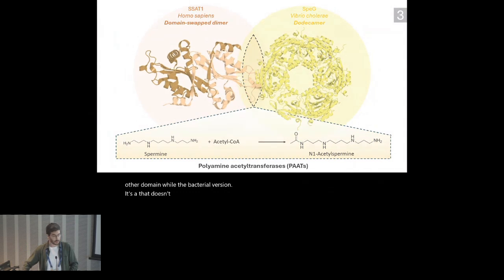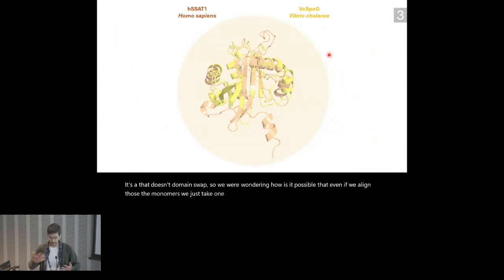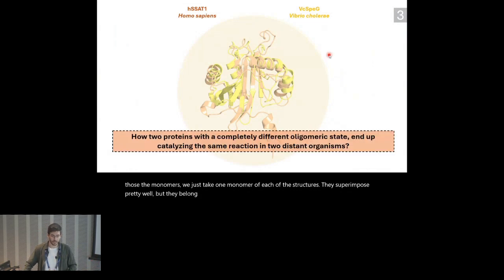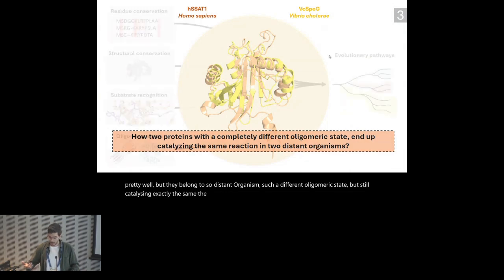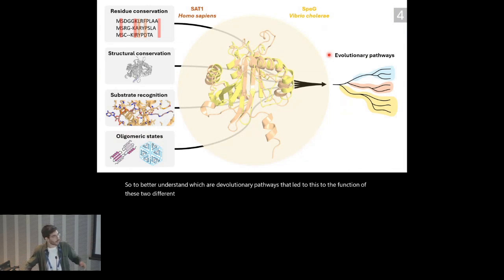So we were wondering, how is it possible that even if we align the monomers, if we just take one monomer of each of the structures, they superimpose pretty well, but they belong to such distant organisms, with such a different oligomeric state, but still catalyze exactly the same reaction? So to better understand the evolutionary pathways that led to the function of these two different proteins, we performed a number of experimental and computational analyses.